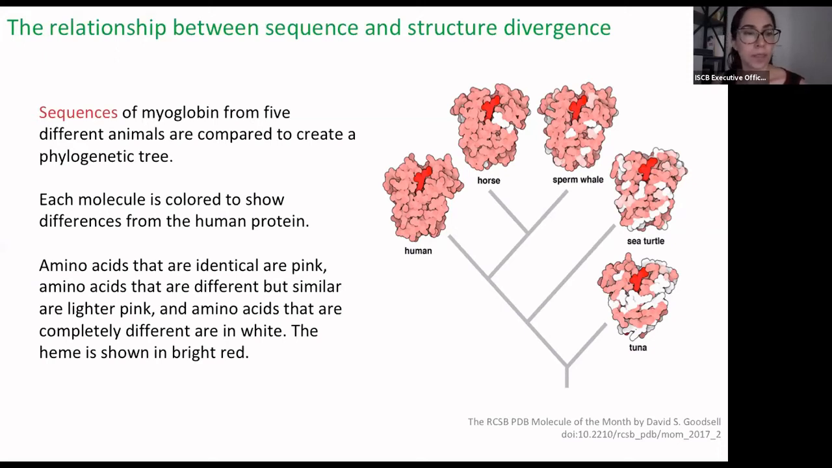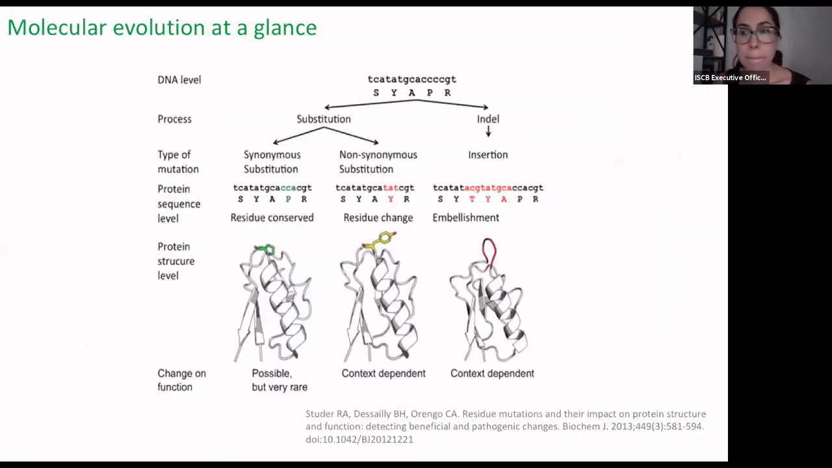And protein structure is going to be a very useful tool. It's just that there are some things that we can't learn from structure. We need to learn them from sequence. So the relationship between protein sequence and protein structure goes like this.